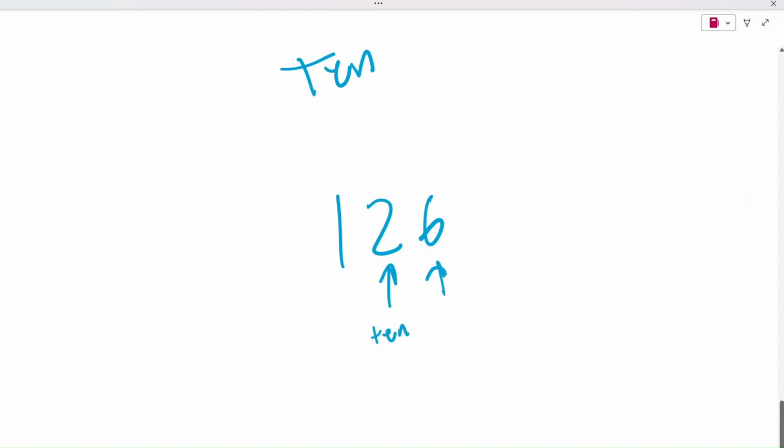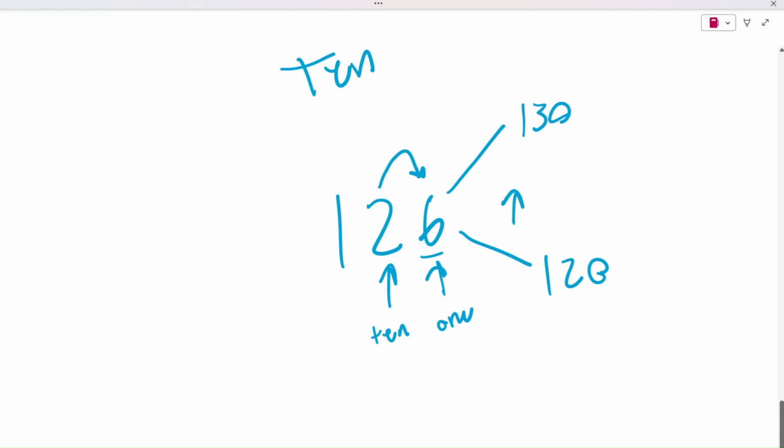Say we have 126 and we still want to round to the nearest 10. Well, we look at the 10 still, and we know it's 2, but we remember we still want to look to the digit to the right, even if it's a bigger number and we're rounding to the nearest 10. So we look at 6. So we can either get 130 or we get 120. And we know 6 rounds up, so we get 130.